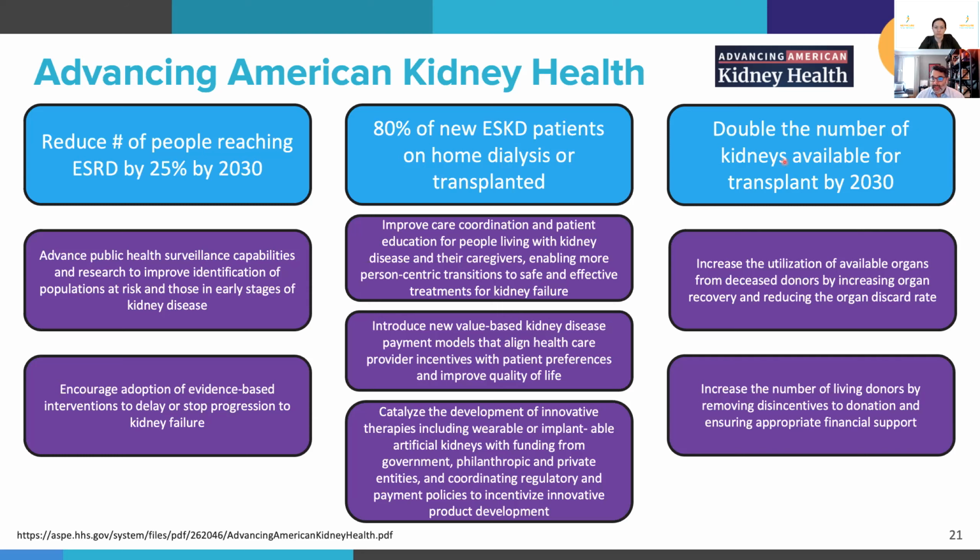And the other part of this is doubling the number of kidneys available for transplant by 2030. So one goal is to try to increase the utilization of available organs from deceased donors and reduce what we call the organ discard rate, and increase the number of living donors by removing disincentives to donation and providing financial support.